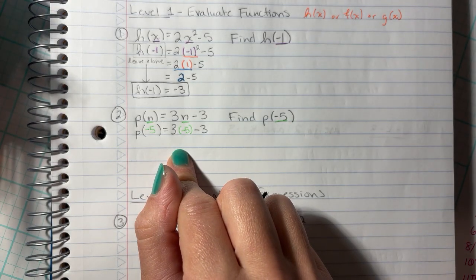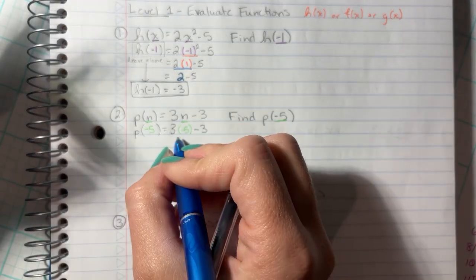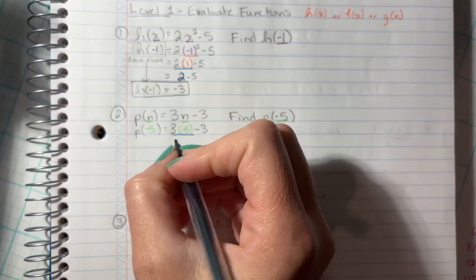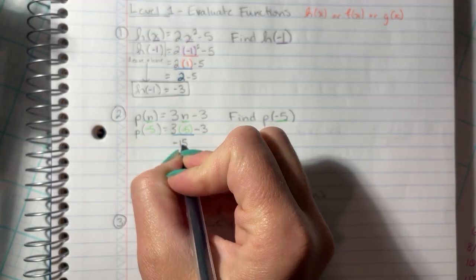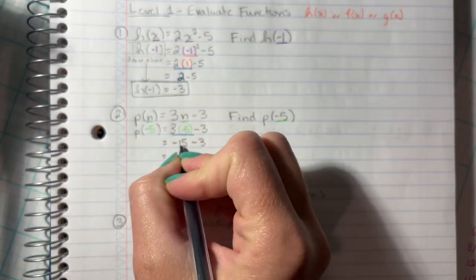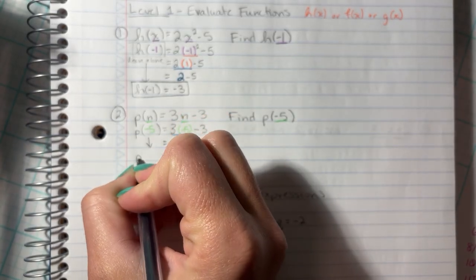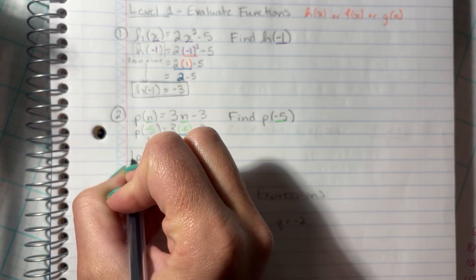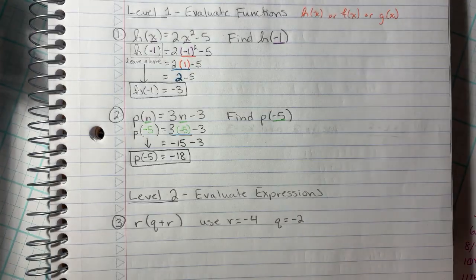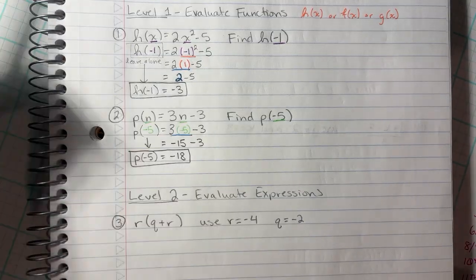Okay, now I'm going to use my order of operations. So this is negative 15 minus 3, and then negative 15 minus 3 is negative 18. So that guy we aren't messing with because there's nothing to do over there. So just bring it down, and we get p of negative 5 equals negative 18.